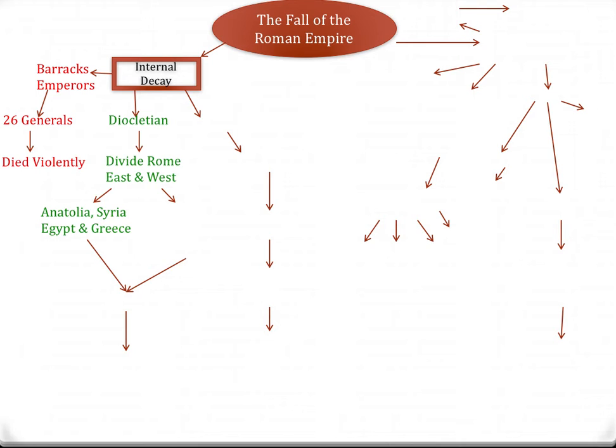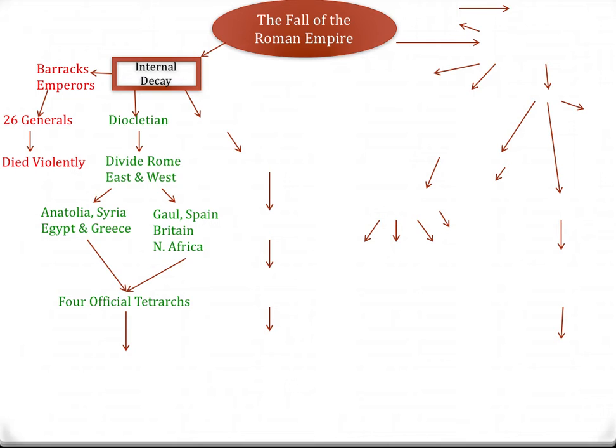In the East, you would have Anatolia, Syria, Egypt, and Greece. That would make up one part of Rome. In the West, you would have Gaul. Gaul is France today, and you would have Spain, Britain, and North Africa. And so, like I said, they would have their ruler and their co-ruler, and that would create four official tetrarchs. And for a time when he did this, it did help to stabilize the economy.